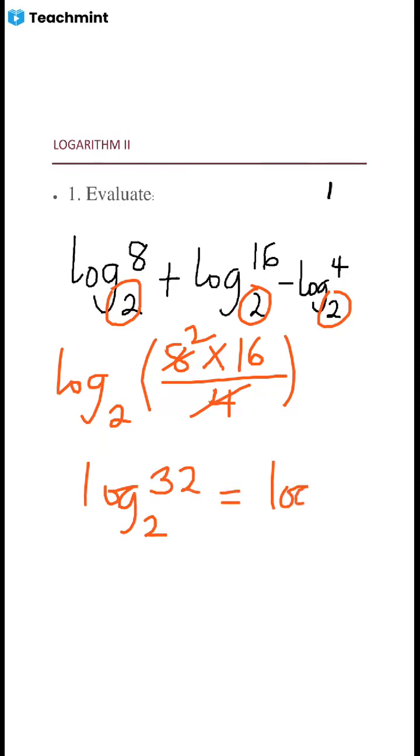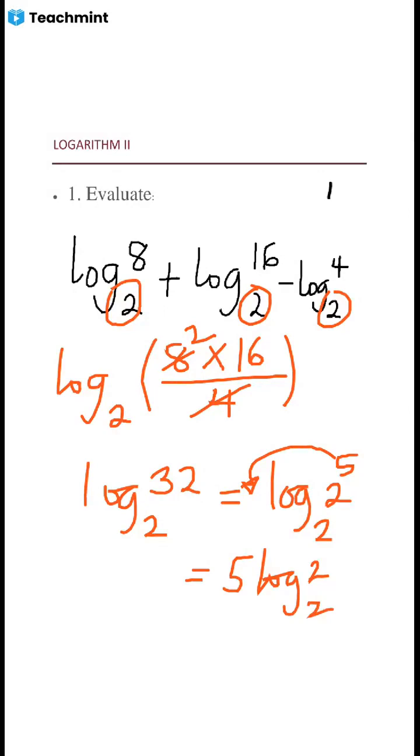The question now is how many times are we going to multiply 2 to give 32? Let's try it. 2 times 2, 4. 4 times 2, 8. 8 times 2, 16. 16 times 2, 32. That is 5 times. So this is 2 raised to power 5. So our 5 can come here and we have 5 log 2 base 2, and log 2 base 2 is 1. So our answer is 5. That's why immediately I see this, I already know my answer. I just ask myself, how many times am I going to multiply 2 to get 32? 5 times. So my answer is 5. It's as simple as that.